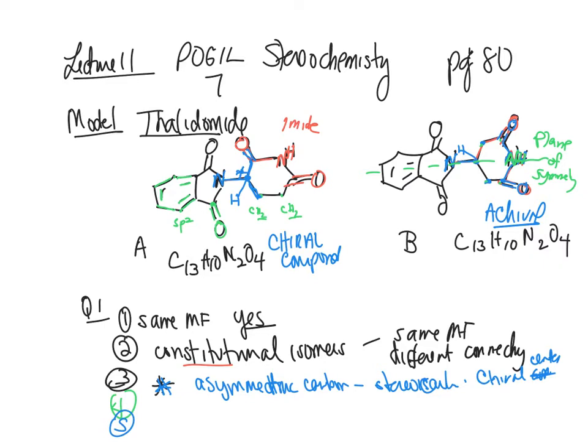Number 6, question number 6. Which of the above structures are achiral? So the answer is B. Thalidomide is a chiral compound. Which structure is thalidomide? Thalidomide is compound A. Okay.